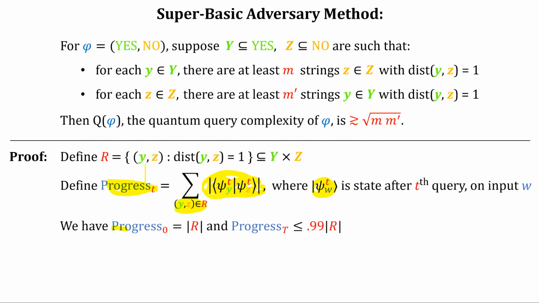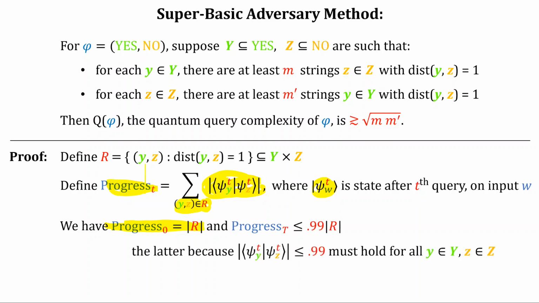So first of all, the progress measure at time 0 is capital R. That's of course after the 0th query, when we haven't done any queries. Psi y and psi z are the same. Nothing's happened to distinguish the state of the algorithm because we haven't done any queries yet. Okay, and that means all these absolute values of inner products are 1, and there's cardinality of R of them. So the progress measure at the beginning is cardinality of R.